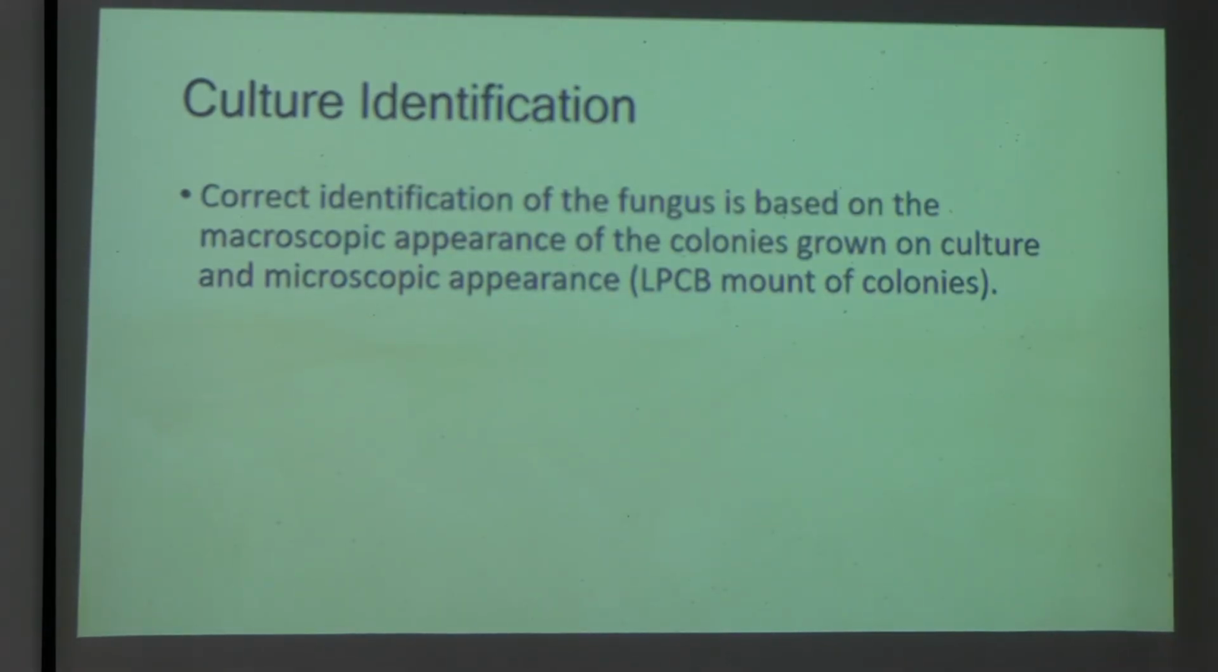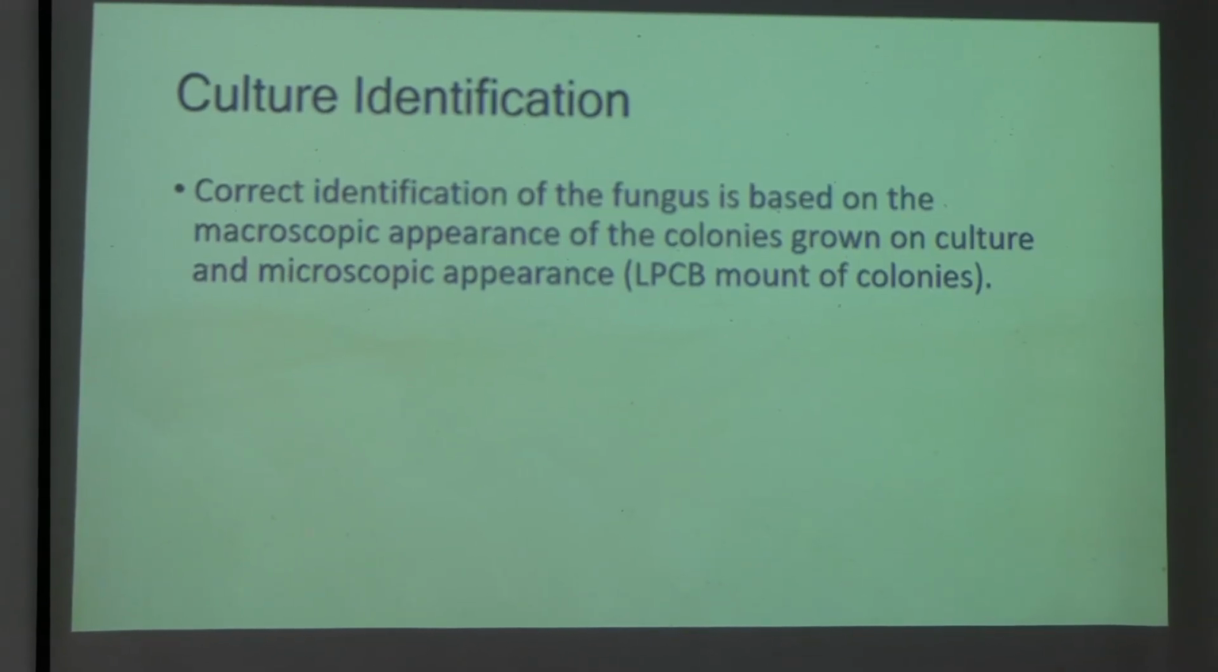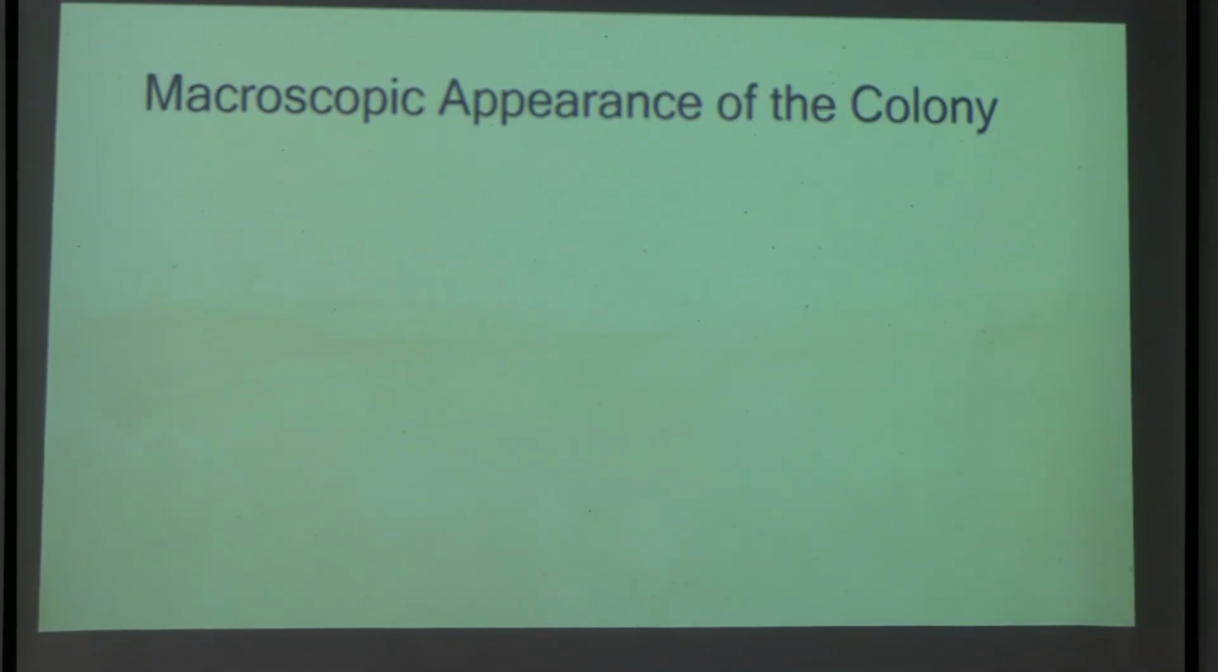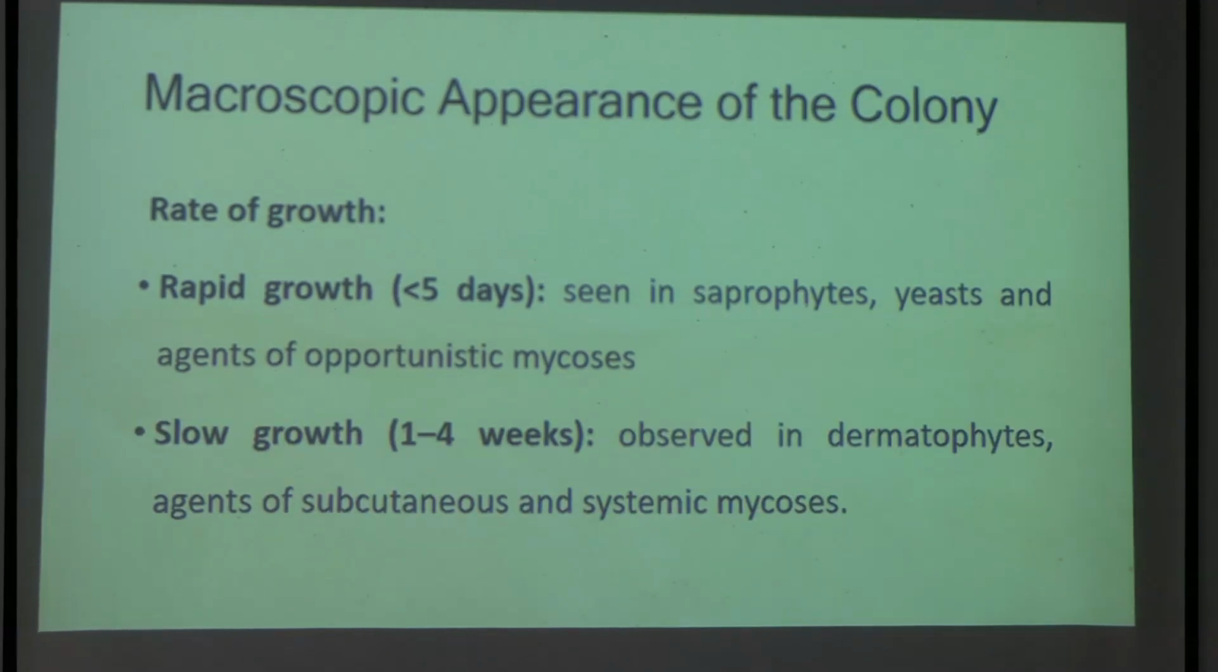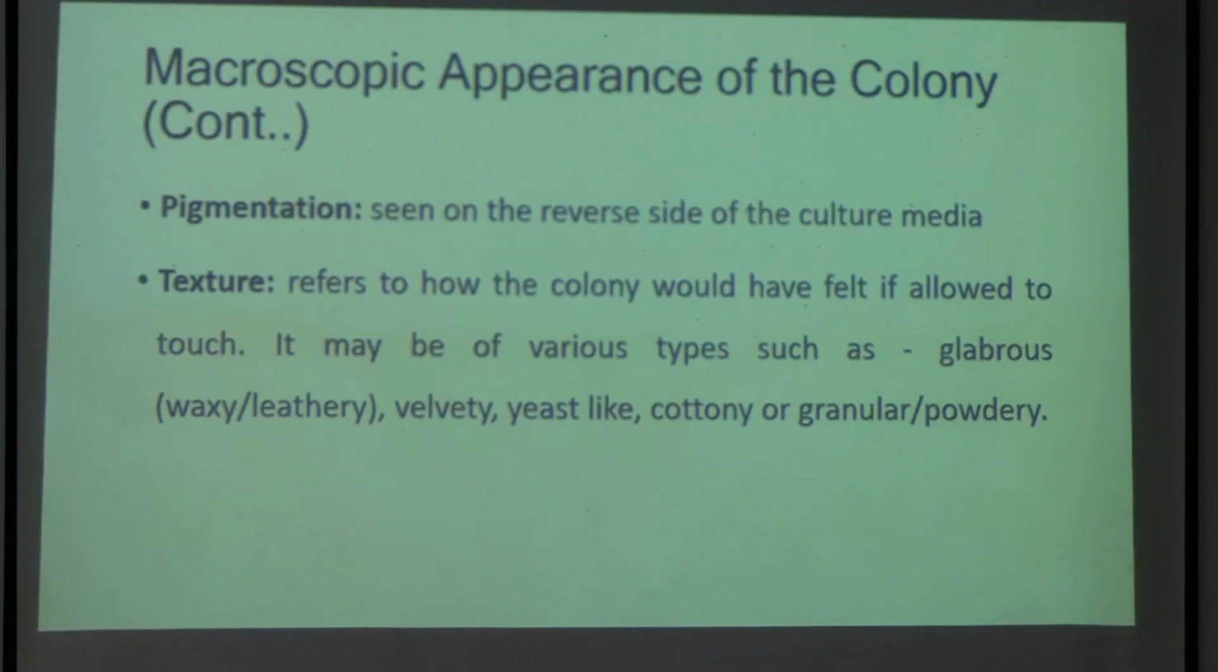I told you once the mycelium grows, we do an LPCB mount and we try to identify it. According to the rate of growth, we can again differentiate it into rapid growth and slow growth. Rapid growth examples are mostly the opportunistic mycoses like saprophytes and yeasts, and slow growers are dermatophytes and the subcutaneous and systemic mycoses.